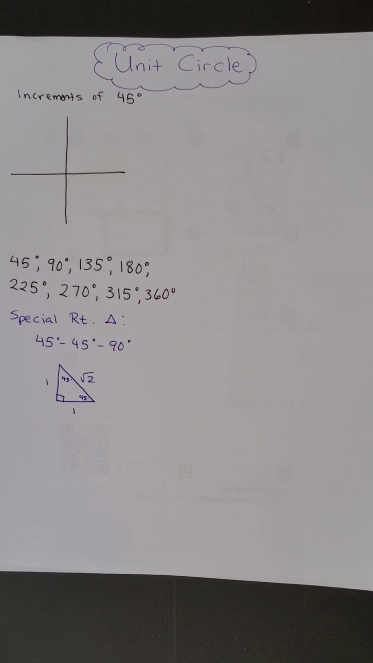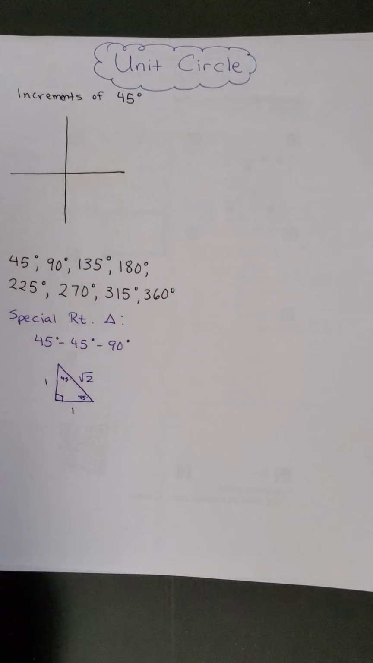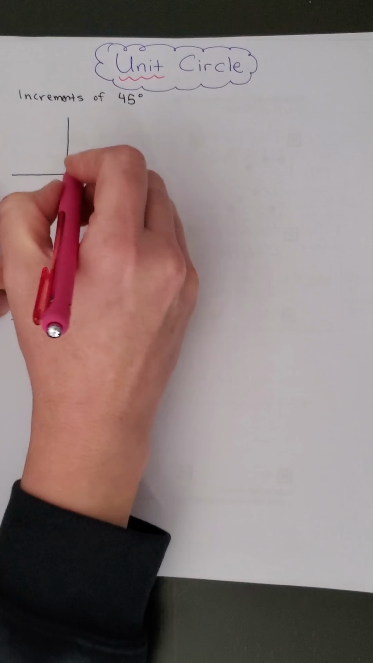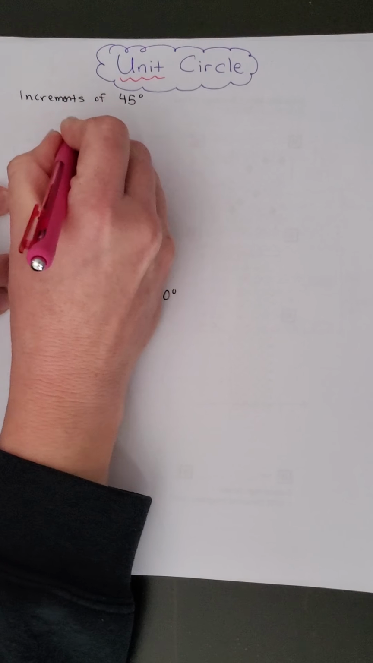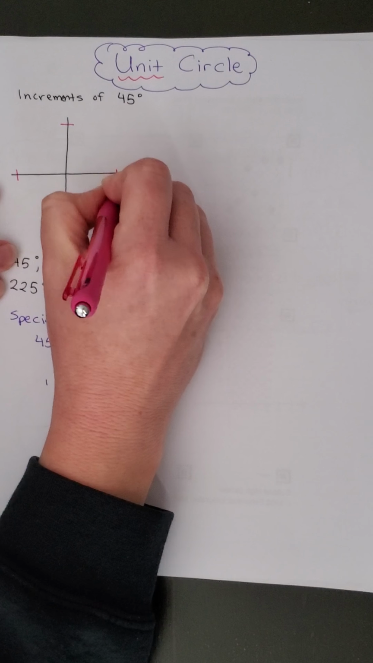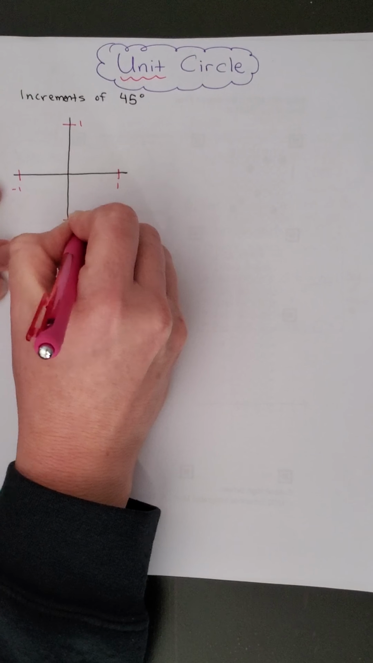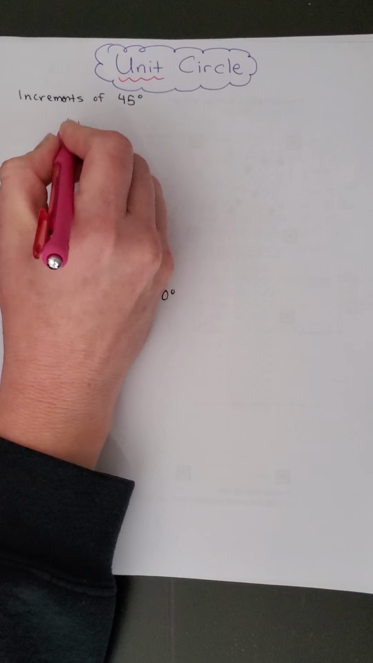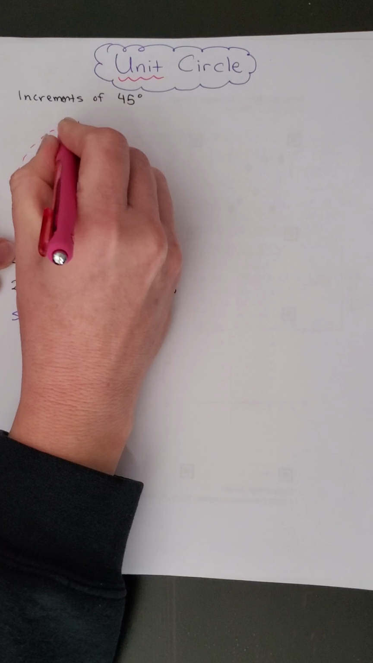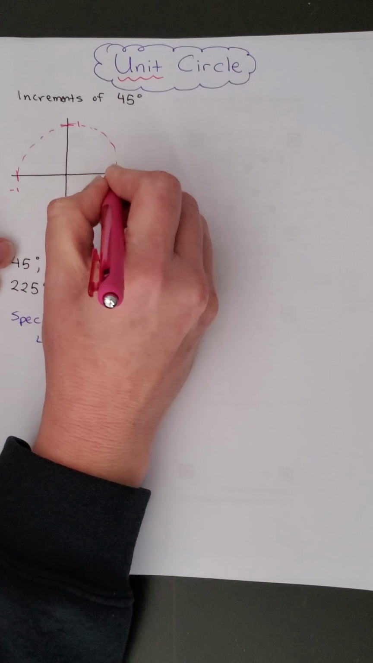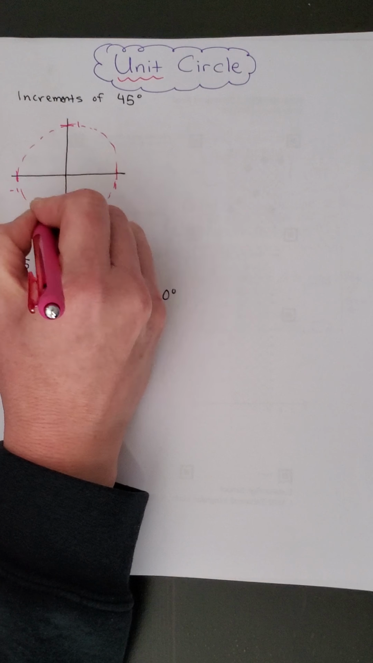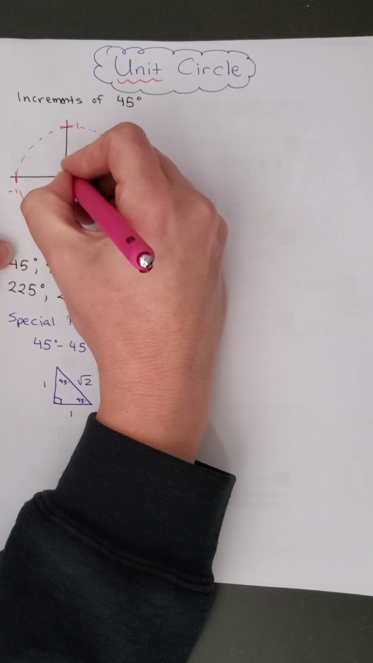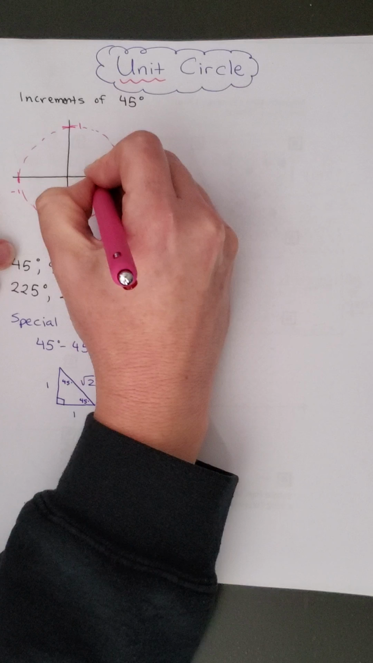If I were to go to my unit circle, the reason it's called a unit circle is because the radius of the circle is 1 unit. So the distance from here to any point on the circle is 1. I'm going to sketch in my unit circle. Hopefully I'll get a nice round circle. And if I don't, it's just a sketch. Not too bad. So that means the radius, R equals 1.